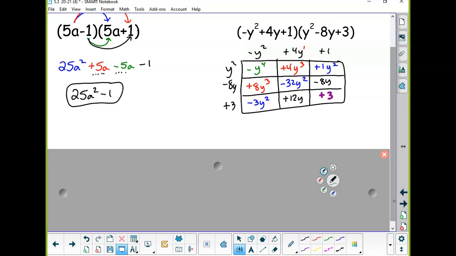Okay, now notice, I tried to write these with a purpose in terms of the color. And you don't have to use different colors to do this, but you'll notice why I did that. What do you notice about all the different colors?